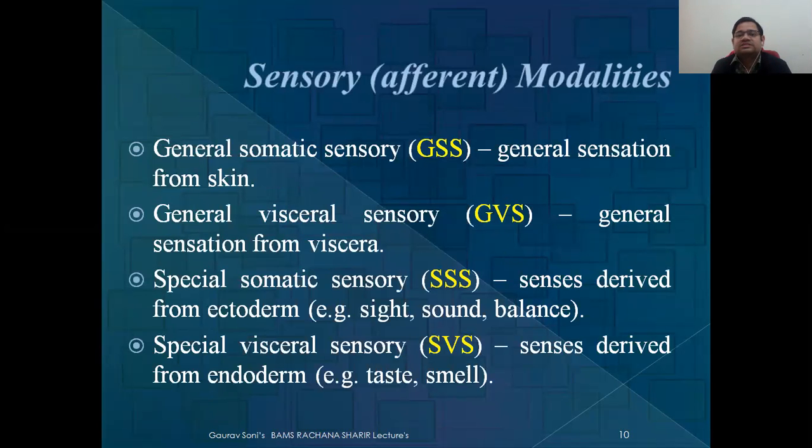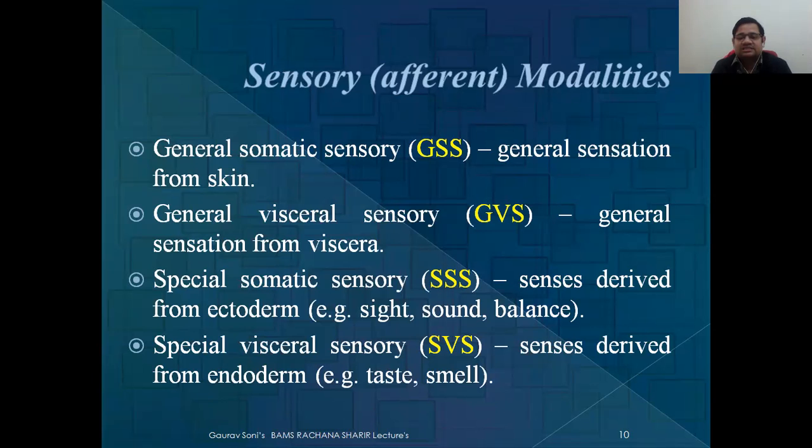So first of all, we are going to see the sensory or afferent modalities. The first one is general somatic sensory type. They will carry general sensation from skin. So we are going to abbreviate it as GSS. Then there will be general visceral sensory, GVS, that is general sensation from different viscera, that is organs. Then there is special somatic sensory, SSS, senses derived from ectoderm. So things which are derived from ectoderm will be taken by this particular type, that is SSS.